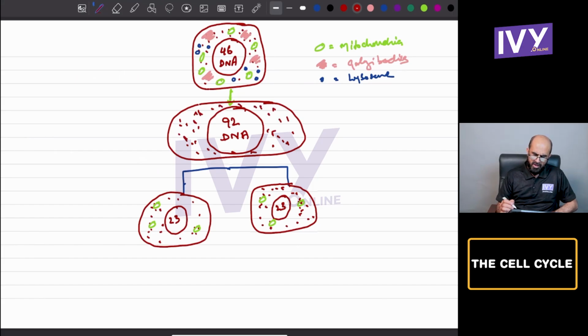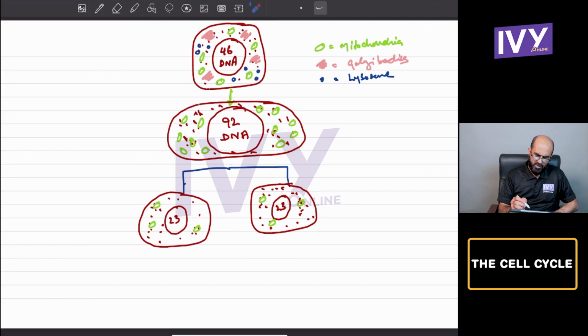The cytoplasm should also be doubled. The mitochondria here should be 12. Instead of 6, we have 12 mitochondria here. So mitochondria will be 12: 1, 2, 3, 4, 5, 6, 7, 8, 9, 10, 11, 12. Similarly, the ribosomes will also be increased in number.